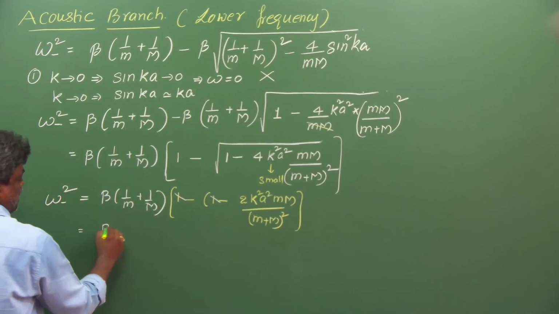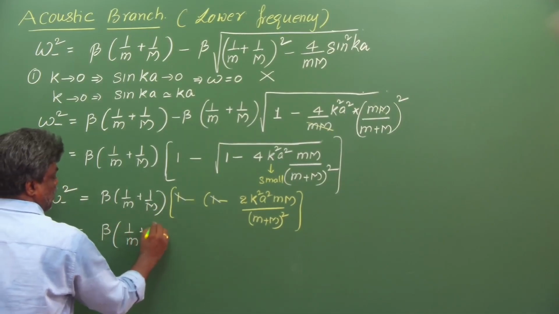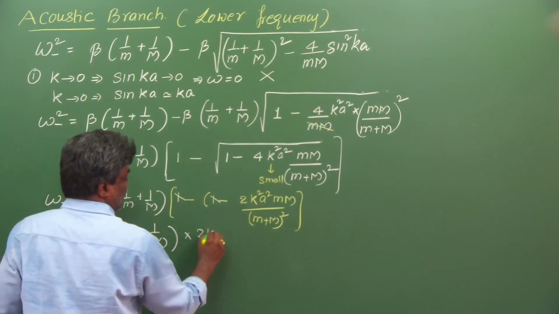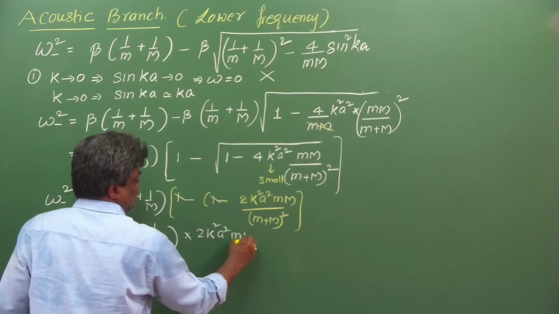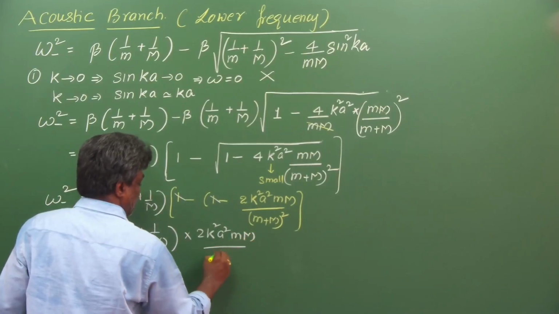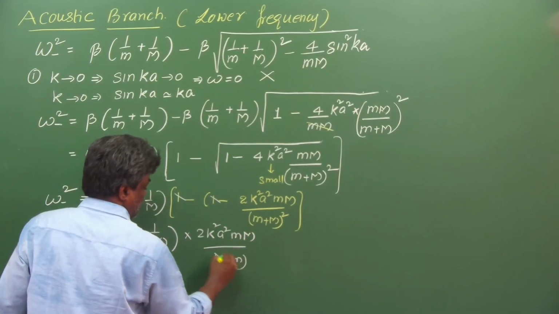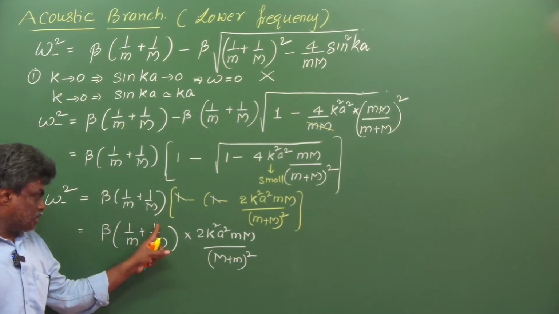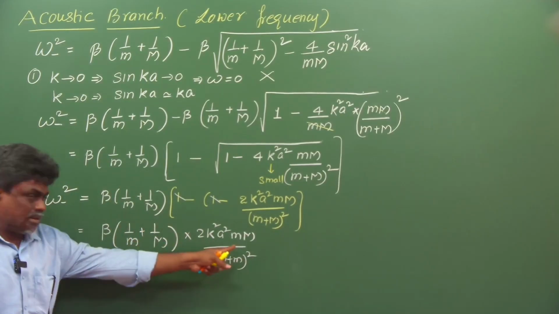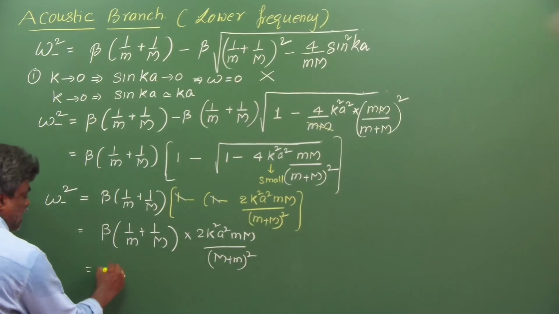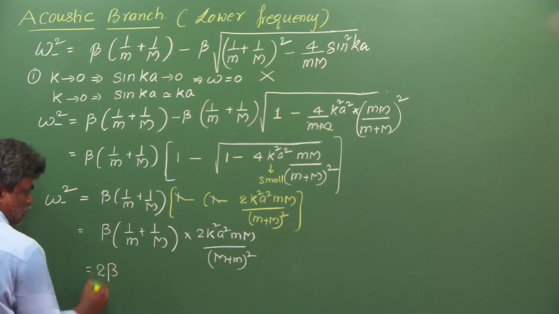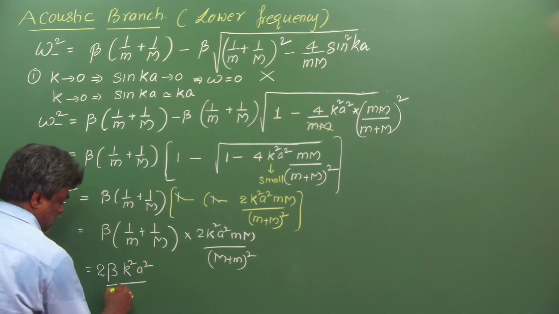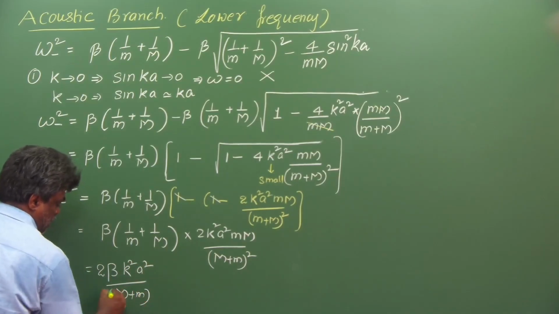And surprisingly, here beta into (1/m)(1/M) into 2k²a² small m capital M by (capital M plus small m) whole square. Now again simplify. M plus small m will be cancelled, and mM also cancelled. Finally, I think you got 2βk²a² by (capital M plus small m). Check it out.